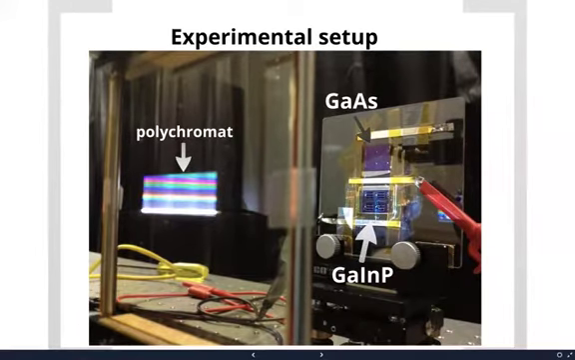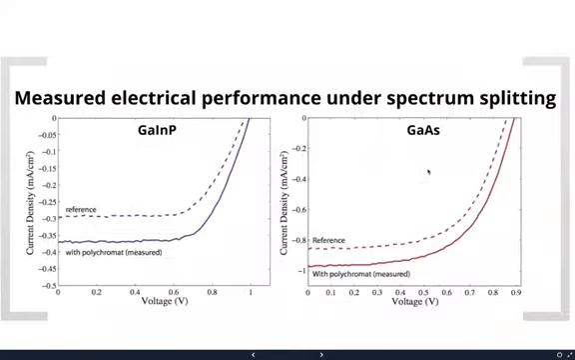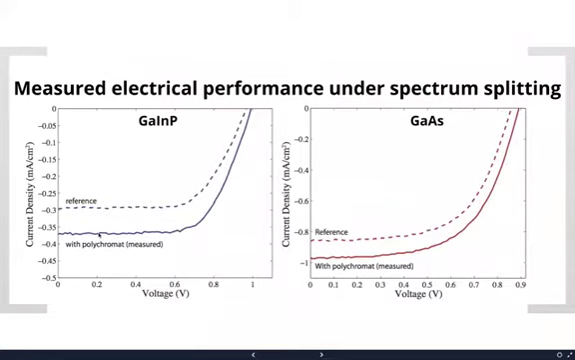So the idea is to essentially put this at the right location of the spectrum, measure its electrical performance, and then move over and put this in the right part of the spectrum and measure its electrical performance. And this is what we get. So gallium indium phosphide, this is the reference. Reference is without the polychromat, so just the white light. And this is with the polychromat after the spectrum splitting and concentration.